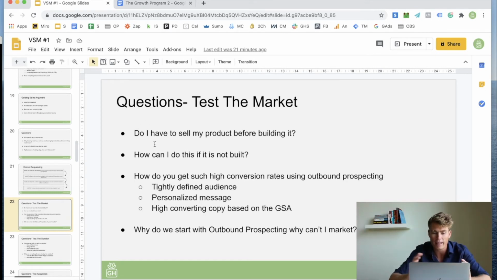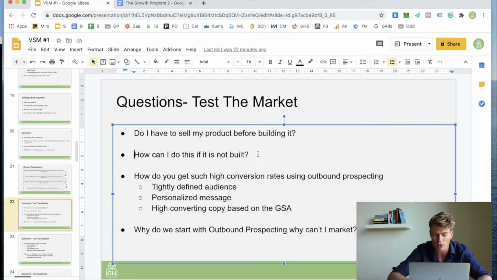And a lot of times that can mean that they run out of cash, and ultimately the business fails, okay? So in those instances, the way that we can avoid that is by building our solution after we have already sold it, okay? But how do we actually do that? If we haven't built anything, how can we sell? Well, you've really got two options, okay?